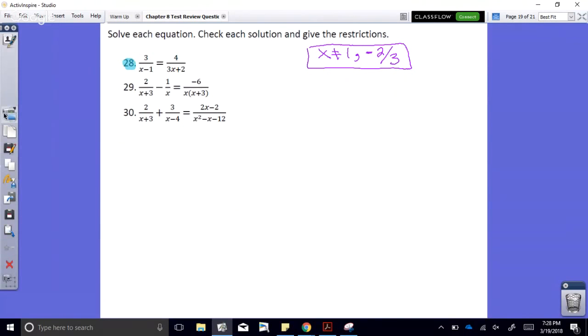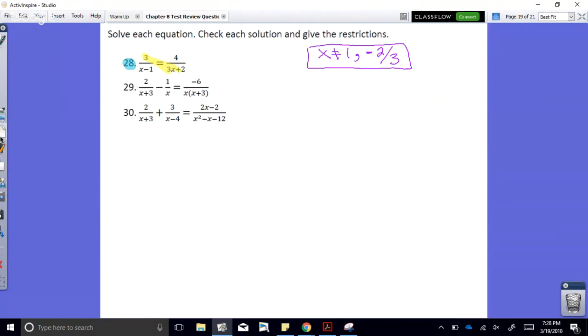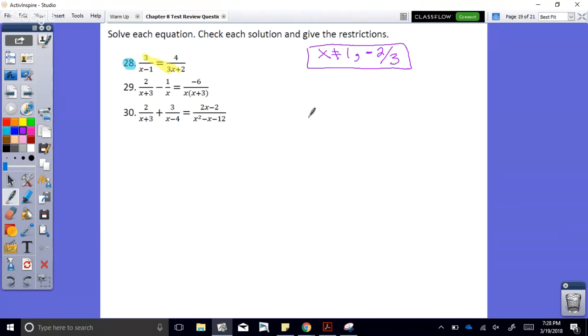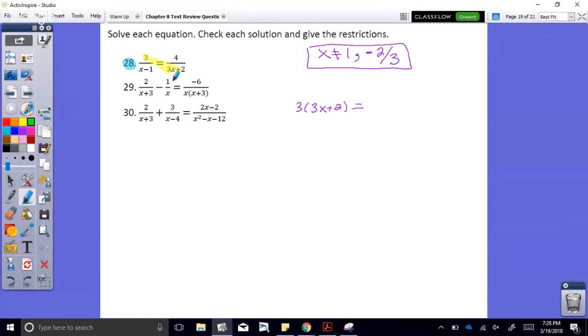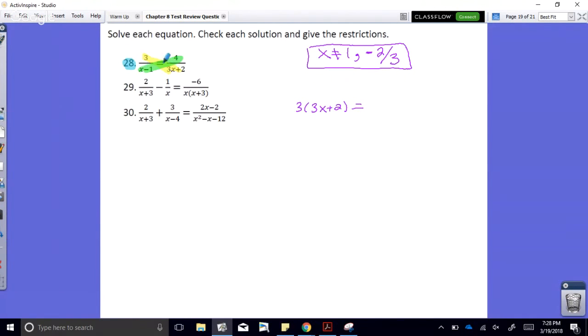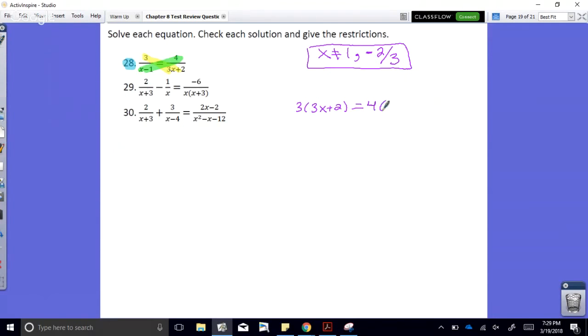Okay, 28 is one I wanted to remind you. You can do the process. However, if you ever end up with a fraction equal to a fraction, you can always cross multiply. So I'm going to cross multiply here, and I'm going to take 3 times 3x plus 2. Okay, on the other side, you're going to take 4 times the x minus 1. Okay, so equals 4 times x minus 1. And once you cross multiply, we're just going to distribute and solve.